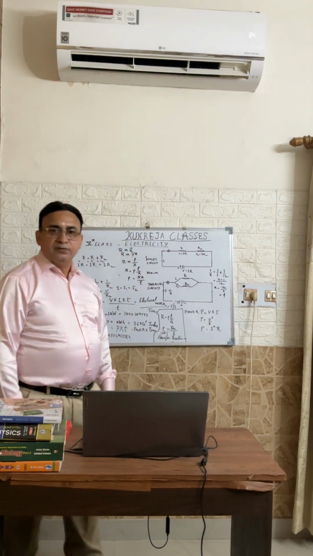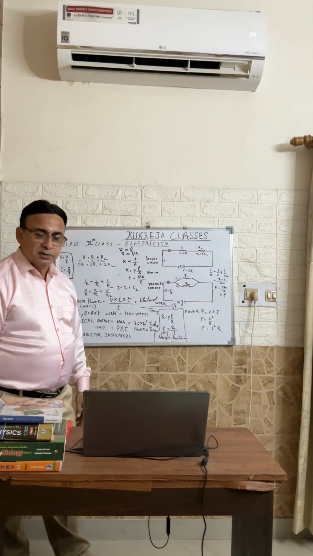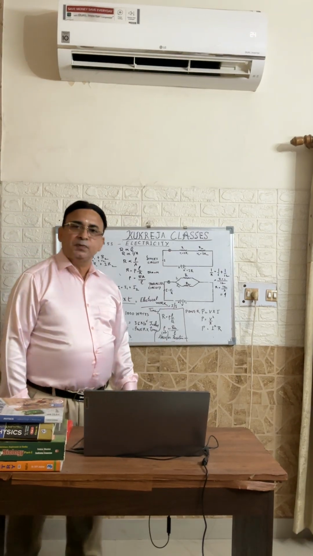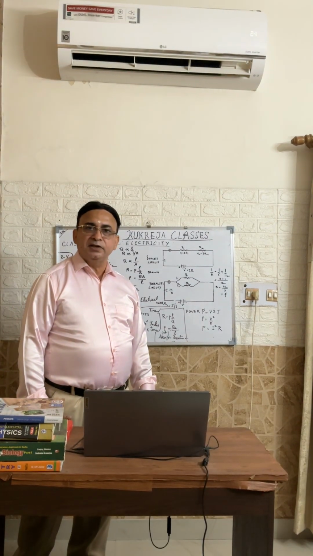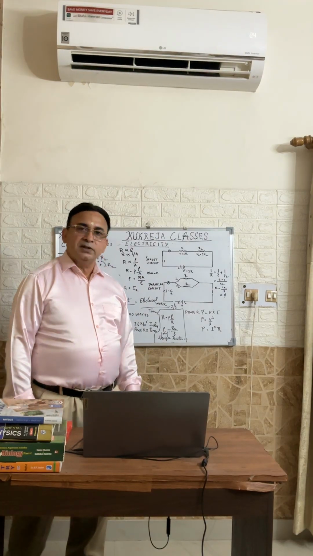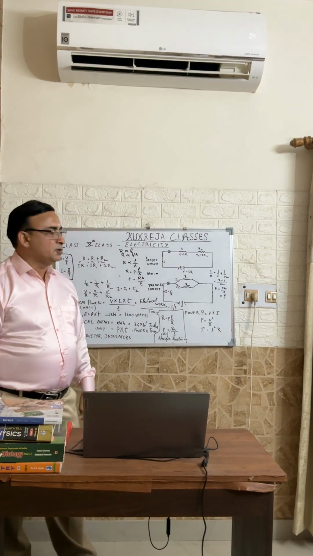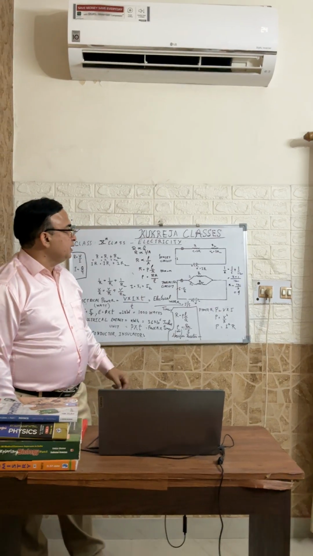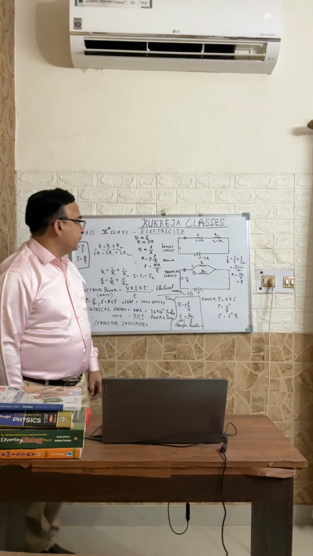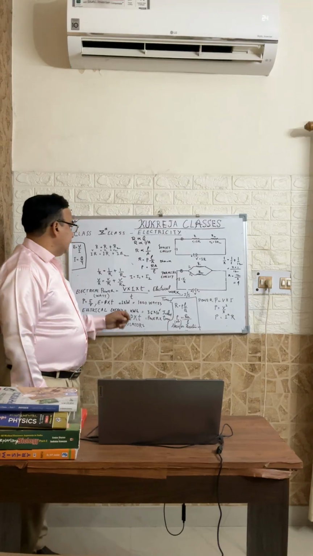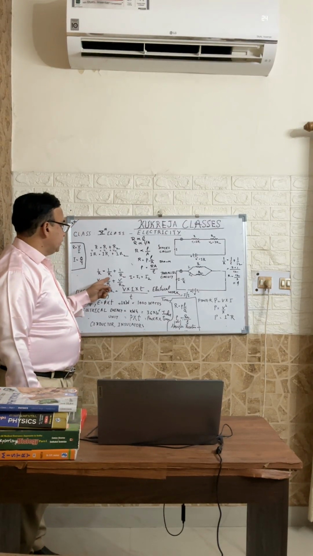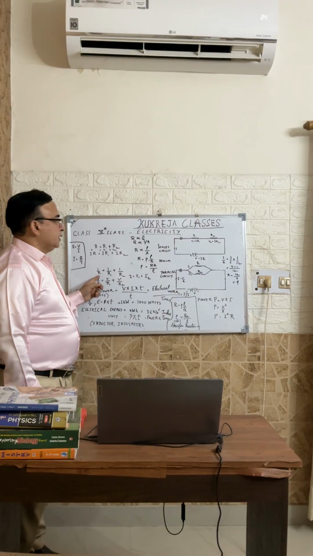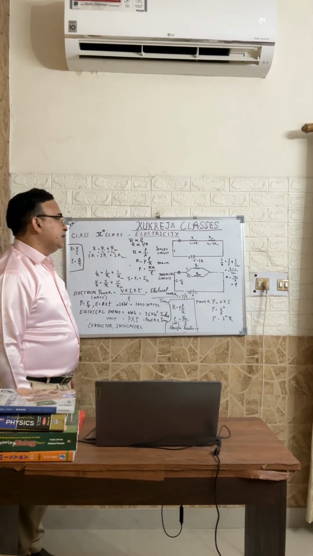According to the law of resistors connected in parallel, the reciprocal of the resultant or combined resistance of all the resistances connected in parallel is equal to the sum of the reciprocals of all the individual resistances connected in parallel. This way we get the formula 1 upon R is equal to 1 upon R1 plus 1 upon R2. This is the resultant resistance of the parallel circuit.